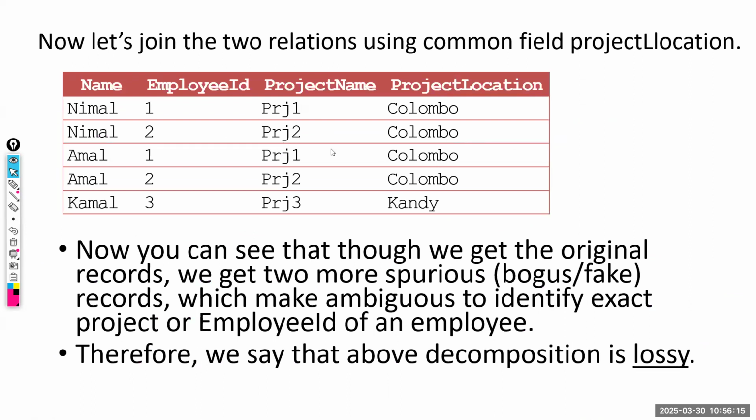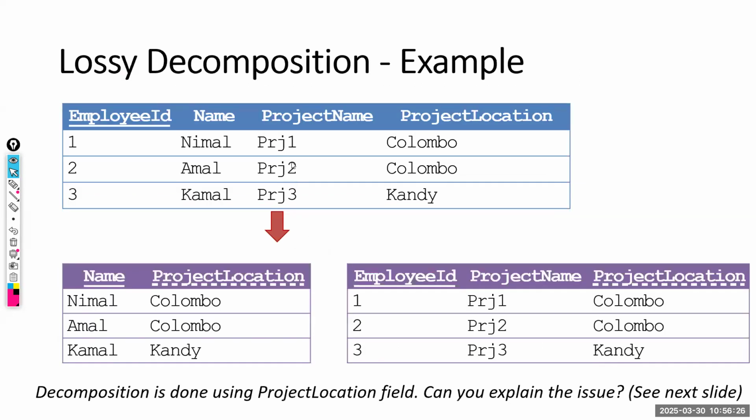Now you can see that if you join it, this is the result. So now we don't know whether Nimal works for project 1 or project 2, whether Amal works for project 1 or project 2. But earlier we knew that Amal worked for project 2. So therefore, this is not going to work. This is a bad decomposition. Bad decomposition, lossy decomposition.